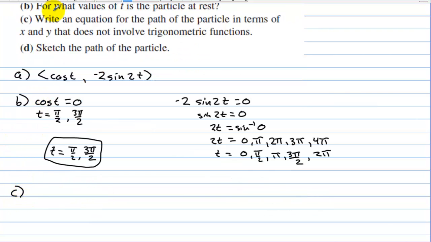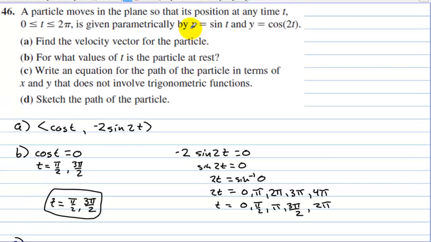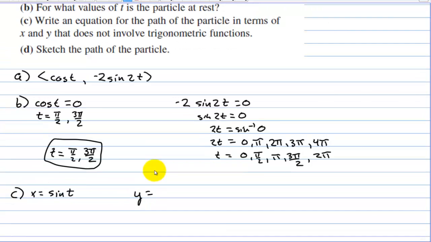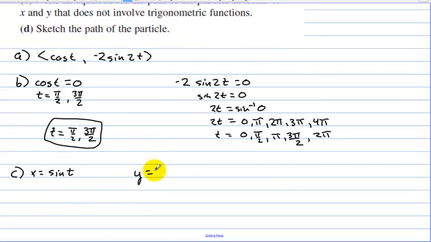Let's look at letter C. Write an equation for the path of the particle in terms of x and y that does not involve trigonometric functions. Let's go back up to them. It's x equals sine of t, and y is equal to cosine of 2t. So we want to eliminate the t's.